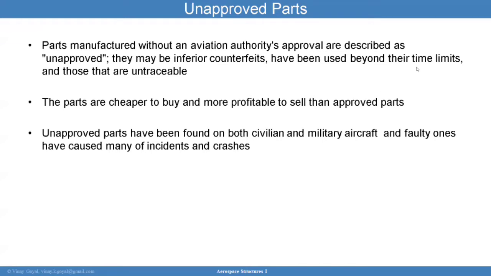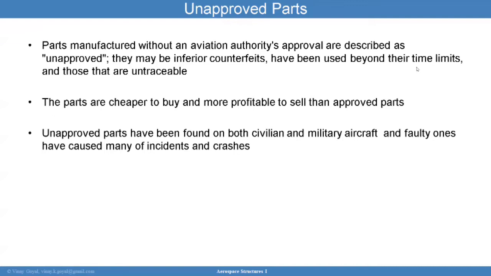You also have the situation discussed earlier where you could be using unapproved parts, and that's where dishonesty could be a problem. Or maybe it was not dishonest. Maybe it was not known that those parts need to be approved by the aviation authority. But parts manufactured without an aviation authority approval, we typically describe as not approved. They may be inferior counterfeit. They could be used beyond expiration dates, such as adhesive systems or composites, which could have an expiration date.